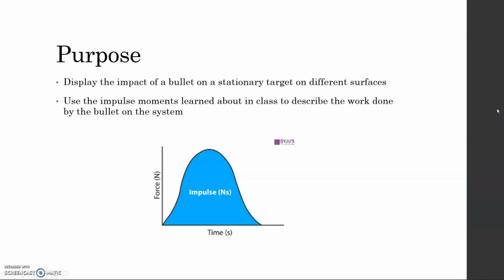The purpose of this experiment is to display the impact of a bullet on a stationary target on different surfaces. For this experiment, we will use the impulse moments that we learned about in class to describe the work done by the bullet on the system.